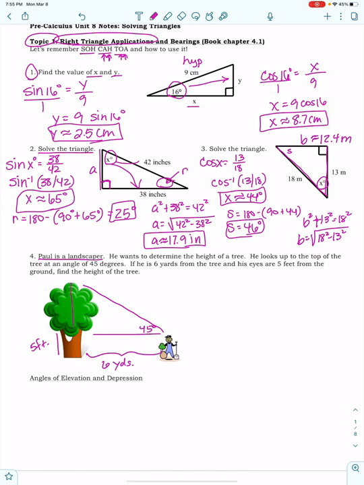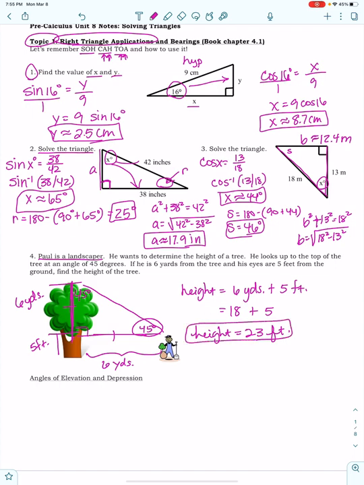So we need this portion right here of a right triangle. Now, I did not draw this to scale, but if this angle is 45, then this angle is 45, and that means these are congruent. So that means that from here to here is 6 yards. So the tree's height is equal to 6 yards plus 5 feet. So I am going to transform 6 yards into feet. There are 3 feet in 1 yard, so 3 times 6 is 18. So that means the height of the tree is equal to 23 feet. Easy peasy, lemon squeezy.